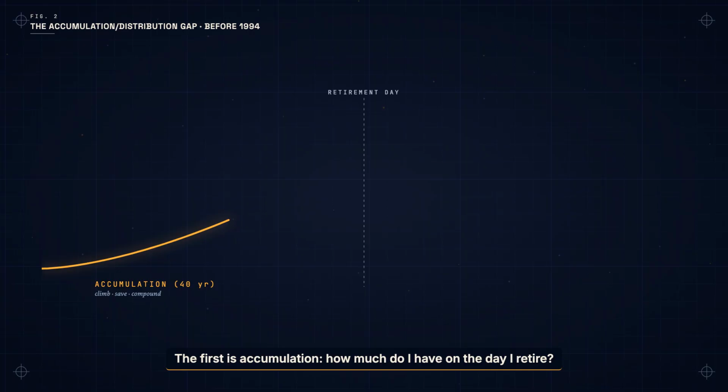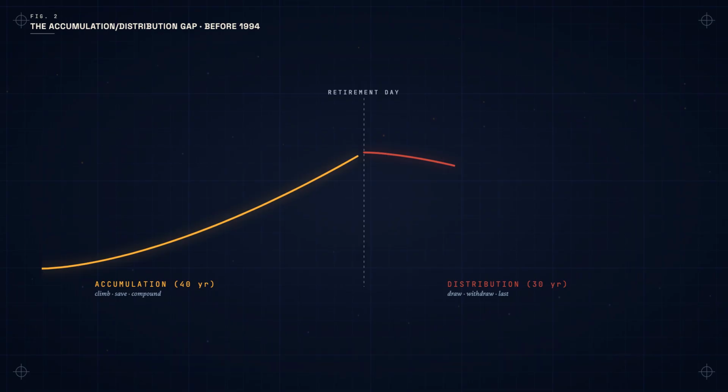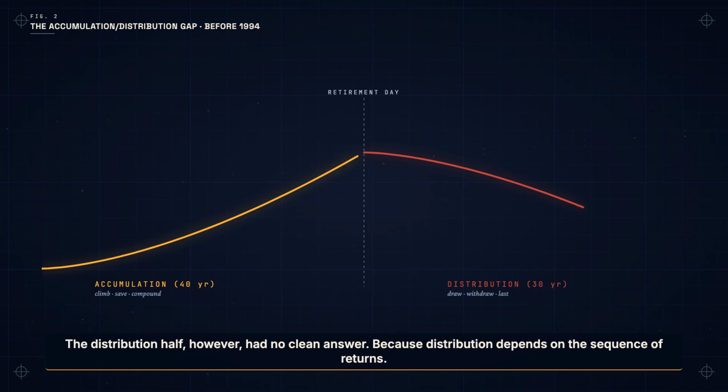The first is accumulation. How much do I have on the day I retire? The second is distribution. How do I draw it down without running out before I die? The accumulation half had been studied for centuries. Compound interest goes back to Bernoulli in 1683. The distribution half, however, had no clean answer, because distribution depends on the sequence of returns.